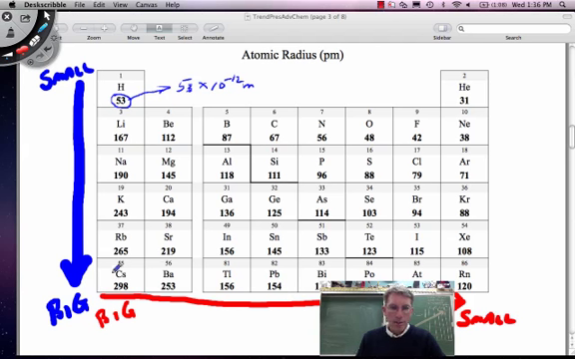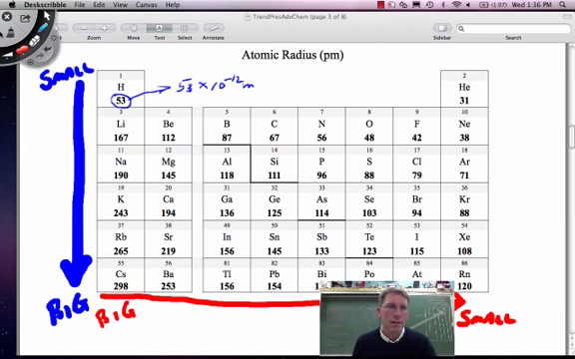Does that hold at the bottom of the table? So let's look. We start out at about 300, 298 here, and we're steadily dropping, and we wind up about a third lower at 120 over here. So in general, we can say that the size of an atom gets larger as we head to the left and as we head down.